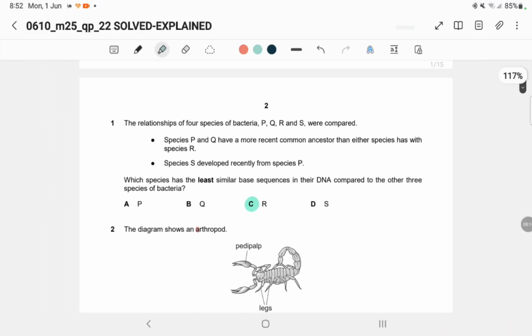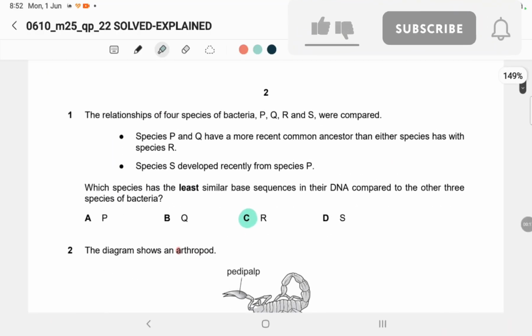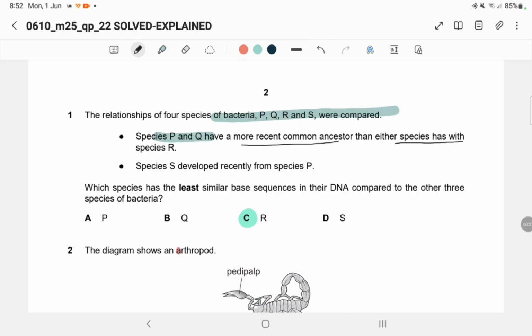Question number 1 is telling you the relation of 4 species of bacteria B, Q, R and S were compared. Species B and Q have a more recent common ancestor than either species has with species R. So he's telling you that species B and species Q are more closely related. They share a more recent common ancestor compared to species R. Now he's telling you which species has the least similar base sequence in their DNA compared to the other 3 species of bacteria. Now let us read the second point.